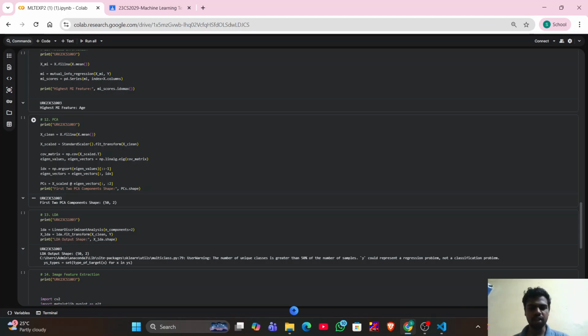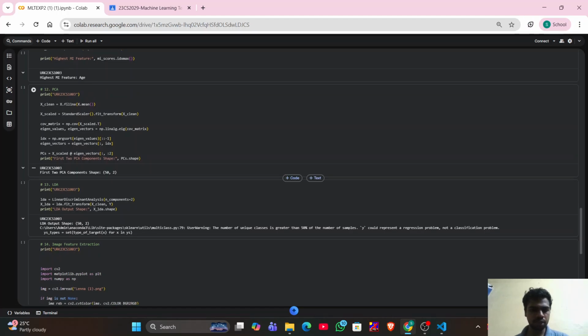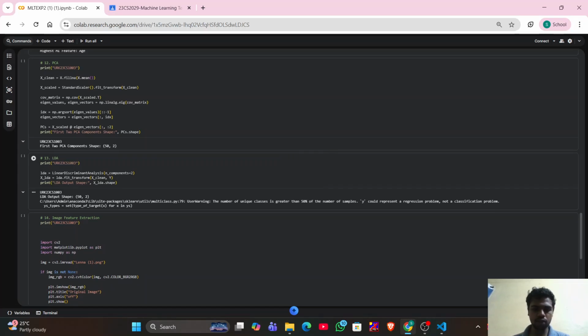Then we are computing the covariance matrix, and then we are computing eigenvalues and eigenvectors. Then we sort eigenvalues in descending order. We are selecting the top two principal components here. PCA transforms original features into new orthogonal components that capture maximum variance and reduce dimensionality. The output shape confirms the reduction.